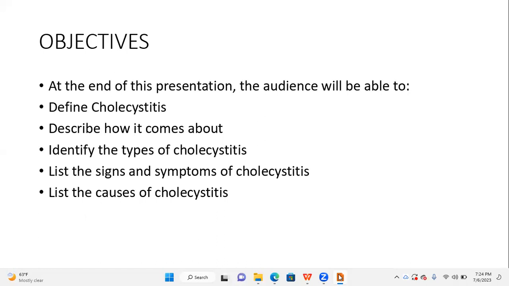So at the end of this presentation, I expect everyone who has attended to be able to define cholecystitis, to describe how it comes about, to identify the types of cholecystitis, to list the signs and symptoms of cholecystitis, and also to list the causes of cholecystitis.